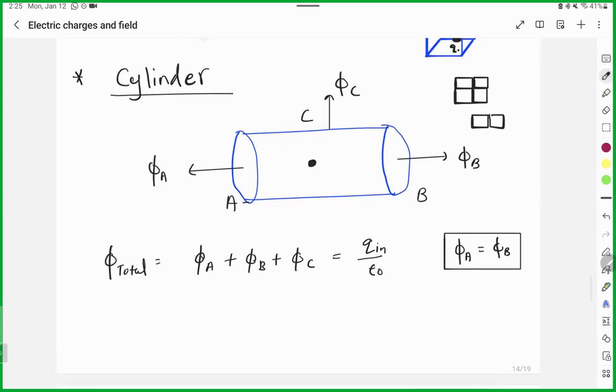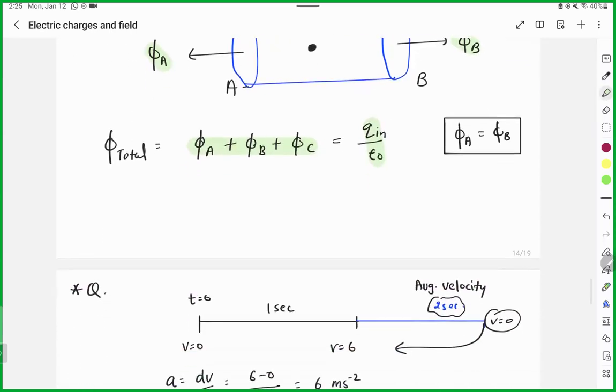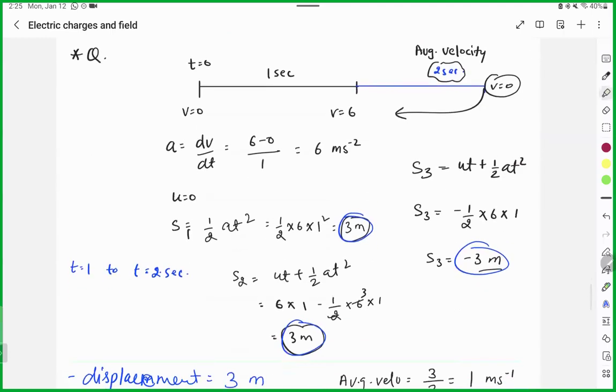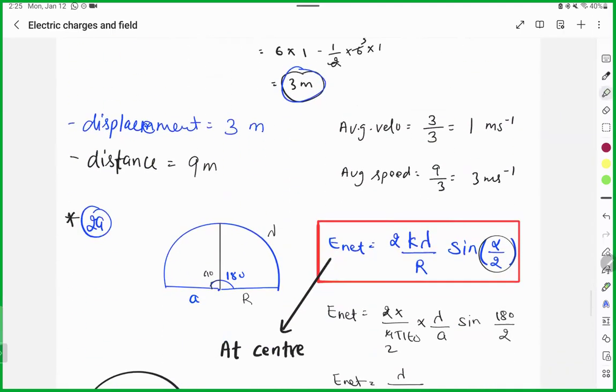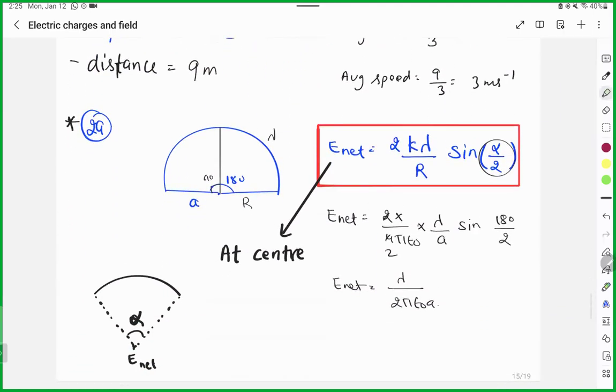Okay. In the case of a cylinder, if you want to calculate electric flux, then you know electric flux will be because of three parts. One, two, and three. Total electric flux will be because of these three parts, charge by epsilon. Okay. Remaining things, these are the questions solved. Yeah, this is also important.